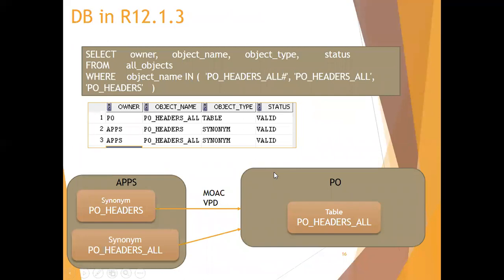Coming to the major difference you observed between 12.2.x and 12.1.3, it is this one. Here, if you observe, we have only three objects, we don't have the hash one. We have a table in the appropriate product schema, and we have a synonym in the APPS schema. One is without underscore ALL, another one is with underscore ALL. PO_HEADERS_ALL is a synonym directly on the main table, and the other one, PO_HEADERS, is also a synonym on the main table, but the MOAC and VPD will get applied at runtime. So this is another fine difference between 12.1.3 and 12.2.